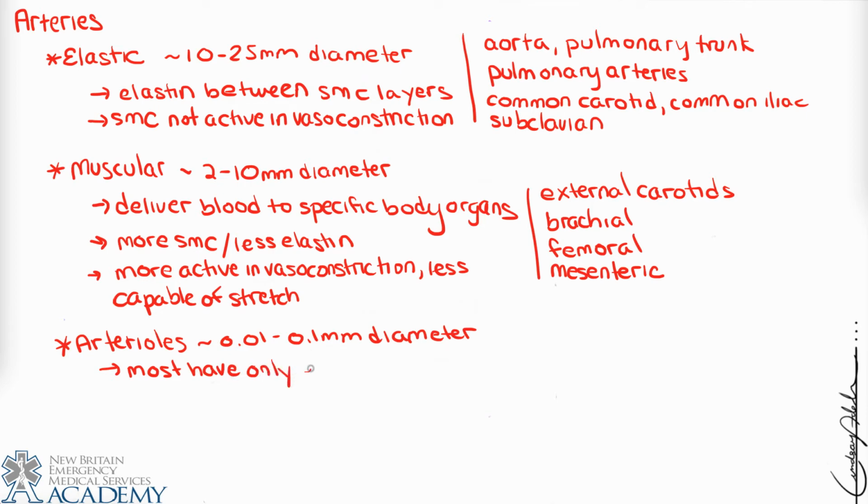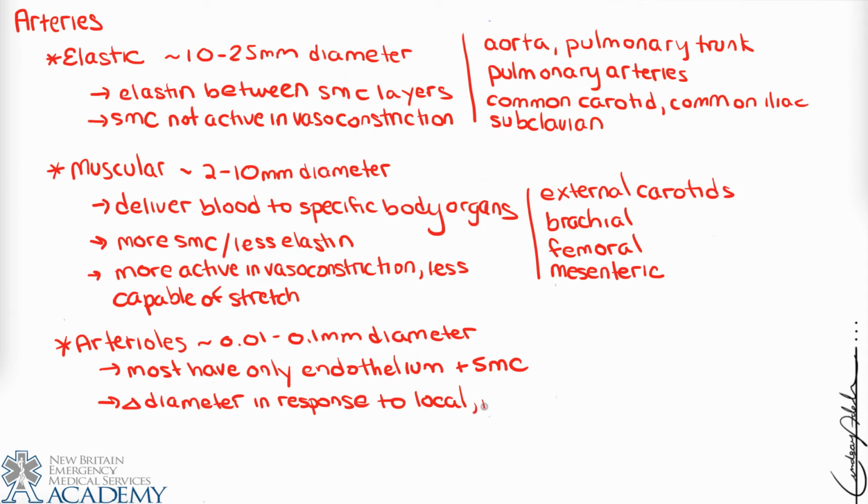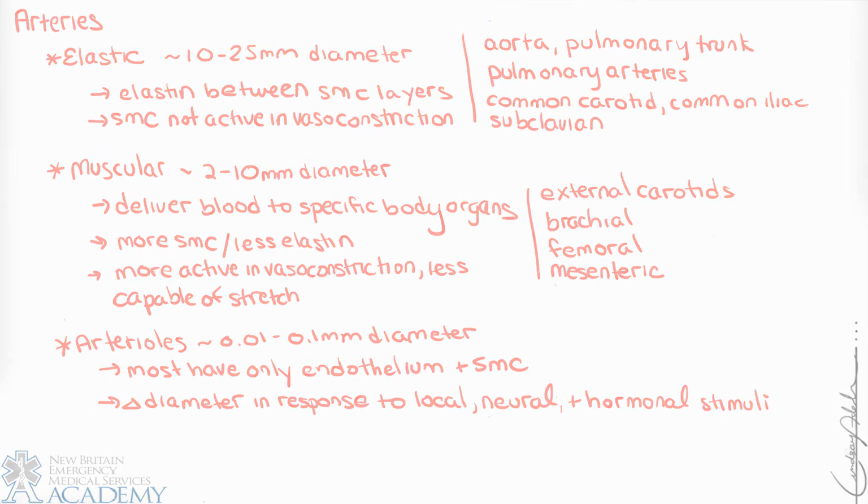And these have pretty much endothelium and smooth muscle cells, but they don't have a tunica adventitia. So they pretty much stop at the smooth muscle cell layer. And these guys are able to change their diameter in response to local neural and hormonal stimuli, which is something we'll cover in the next video. But these guys are responsive to sympathetic activation, to parasympathetic activation, to different types of hormones, that sort of thing.